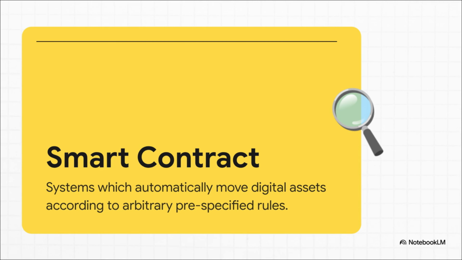Let's go straight to the source. The Ethereum white paper defines them as systems which automatically move digital assets according to arbitrary pre-specified rules. And that word arbitrary is everything. It means the rules can be anything. Whatever logic you can dream up, you can program into the contract.